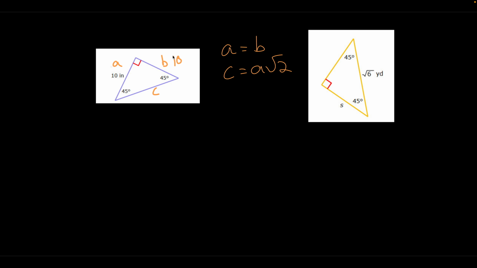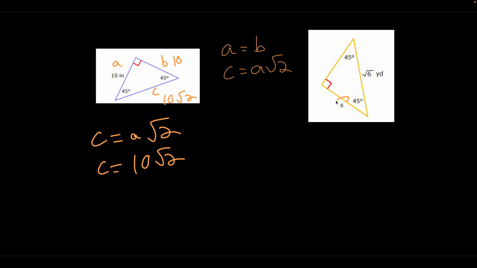Cool. And C is equal to A square root of 2. I know that A is 10. So then C is equal to 10 square root of 2, and we're done with that problem. We have found all the sides.